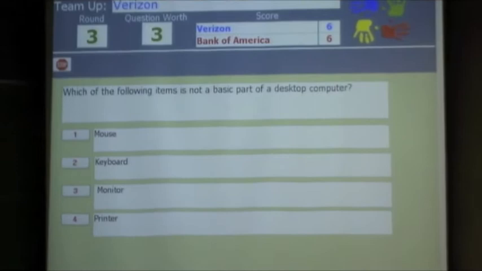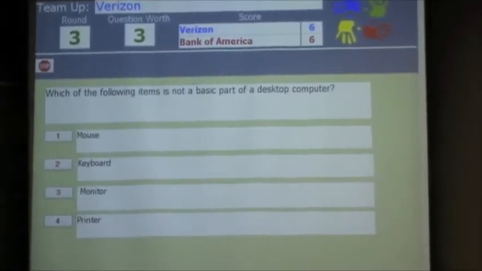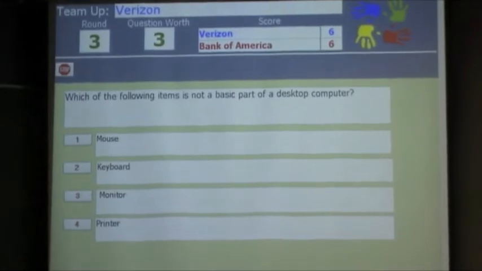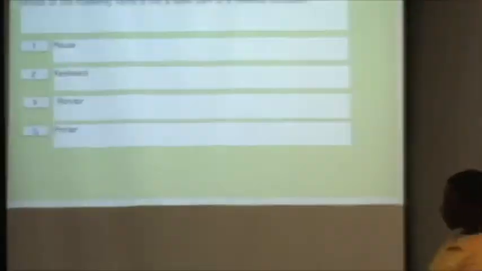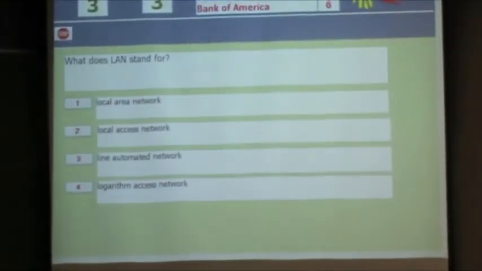Next question for Verizon. Which of the following items is not a basic part of a desktop computer? 1, mouse. 2, keyboard. 3, monitor. 4, printer. Number 4? Okay. That is correct.